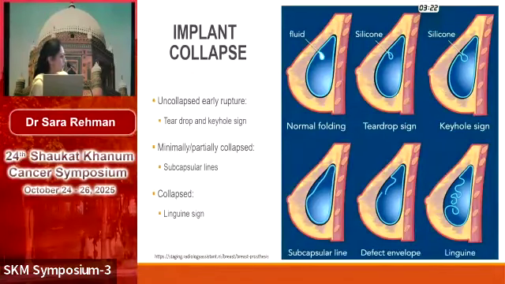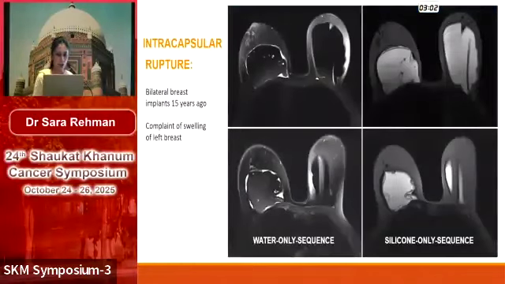As the rupture progresses, the silicone migration continues to occur behind the fibrous capsule and between the torn membranes and gives rise to subcapsular rinds. And in a frankly advanced collapsed rupture, the torn membranes are floating within the implant shell, the implant lumen, giving rise to the linguine sign, which is the MRI counterpart of the stepladder sign on ultrasound.